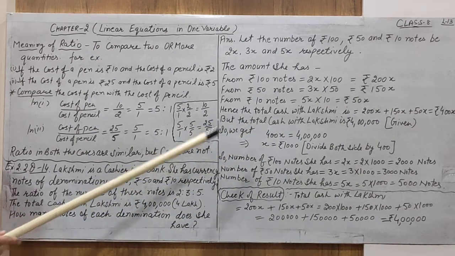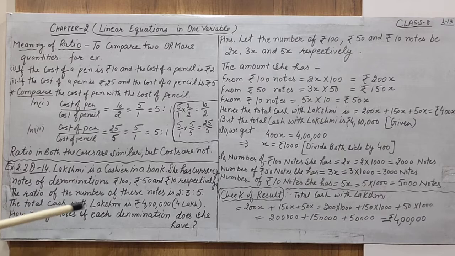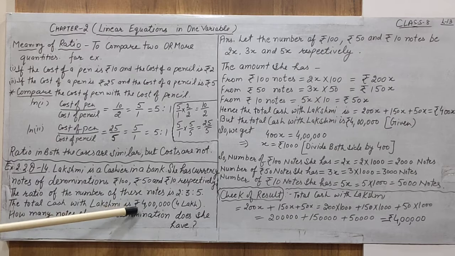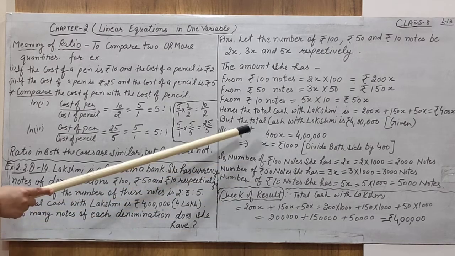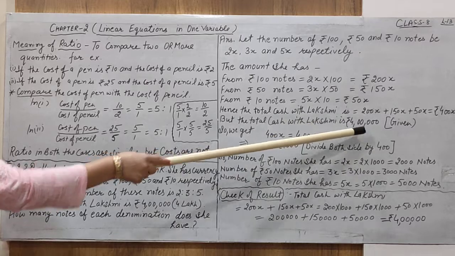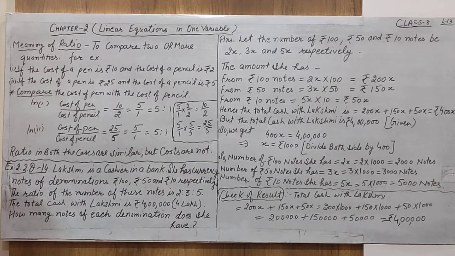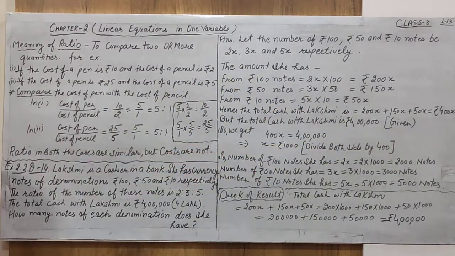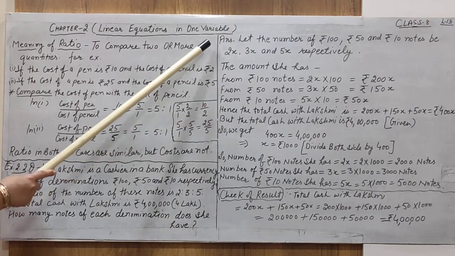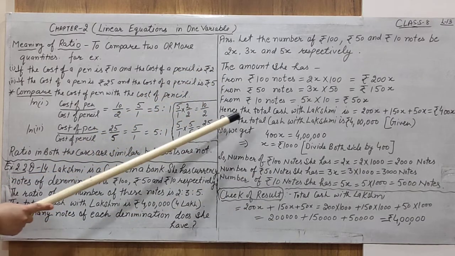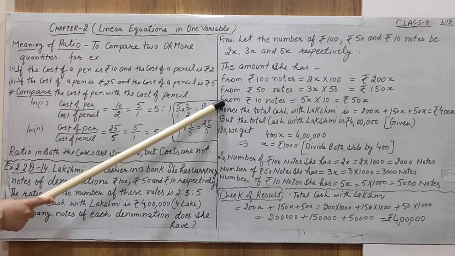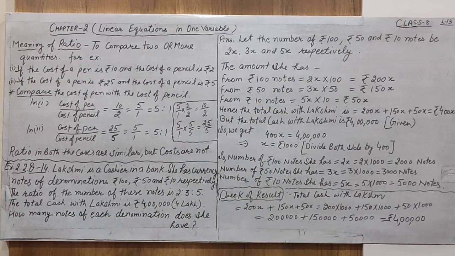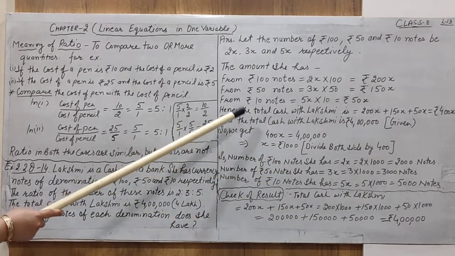Alright, but it is given that the total cash with the Lakshmi is 4 lakh rupees. It is given, and we have found with the help of x that it is 400x rupees. This amount we found with the help of x, and this amount is already given, but the amount must be similar because the same amount is with the Lakshmi, not a different amount. Alright, so we have to equate these two amounts.